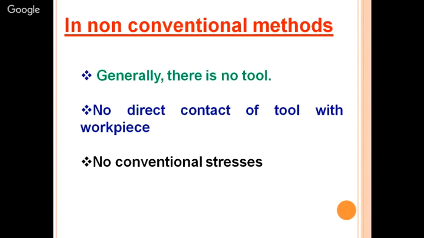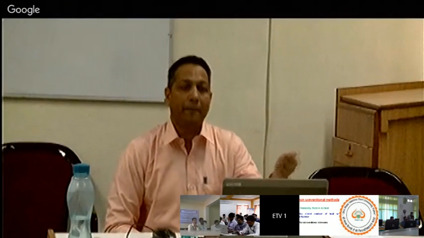And third, there was a relative motion between the tool and the workpiece. Here in non-conventional methods, there is no contact, so no question of relative motion between the tool and the workpiece arises. That's why there are no conventional stresses, no vibrations, and no chatter between the tool and the workpiece. That's why the surface finish on the workpiece is very, very fine. We can achieve nano surface finish on the workpiece to meet our requirements, which are coming day by day.